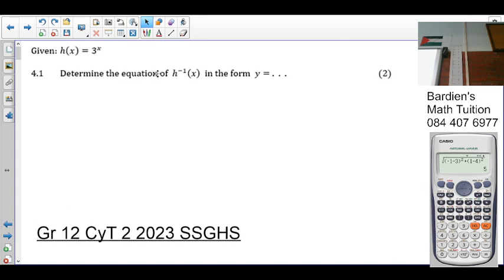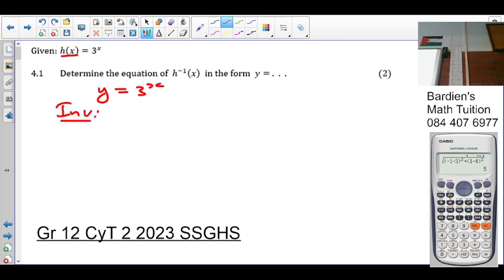Question 4. You are given h of x is equal to 3 to the x. Determine the equation of the inverse in that form. So the first thing is we replace h of x with y. So for the inverse, x is equal to 3 to the y. So y is equal to log x base 3. So that is the inverse function.